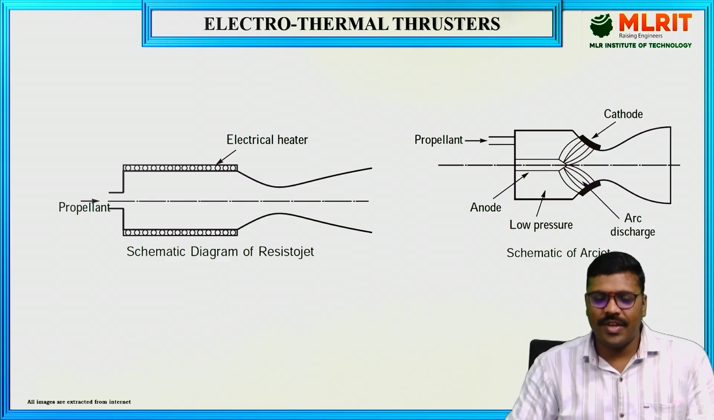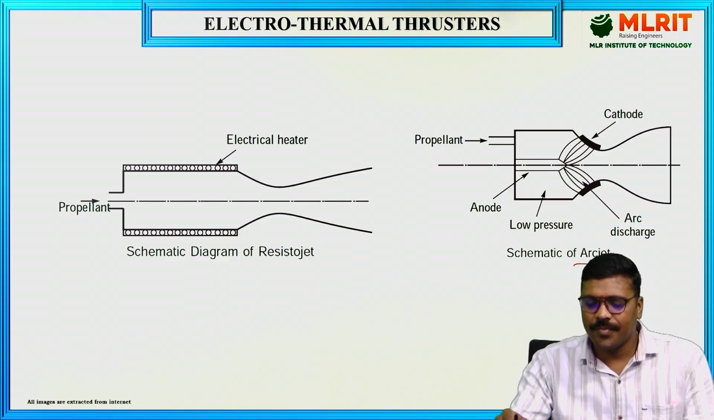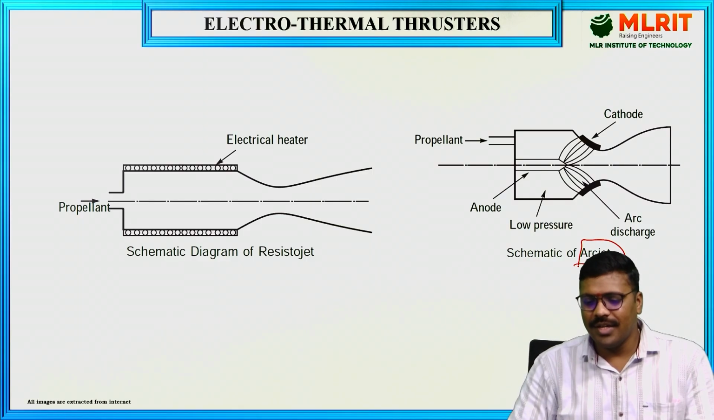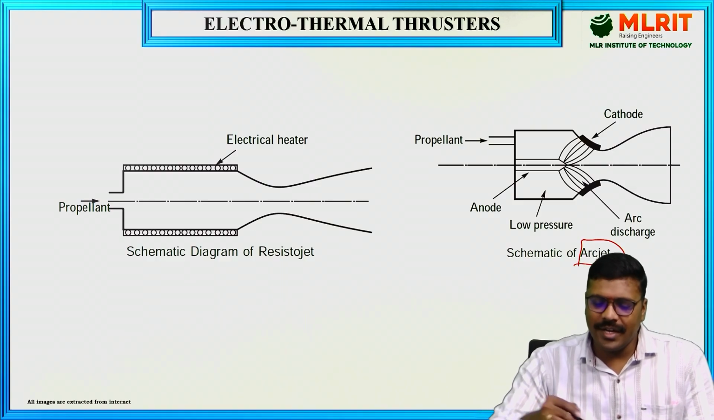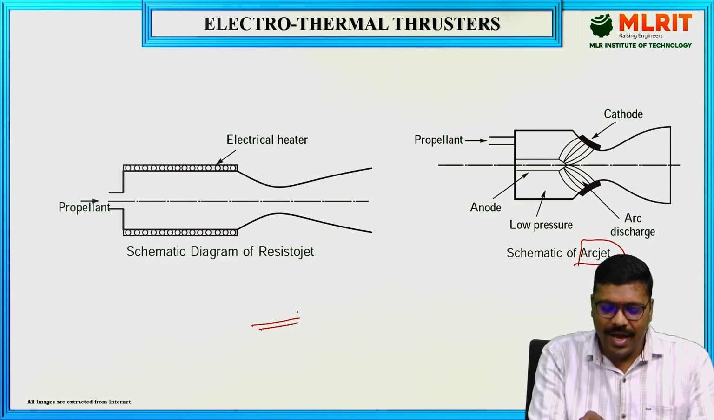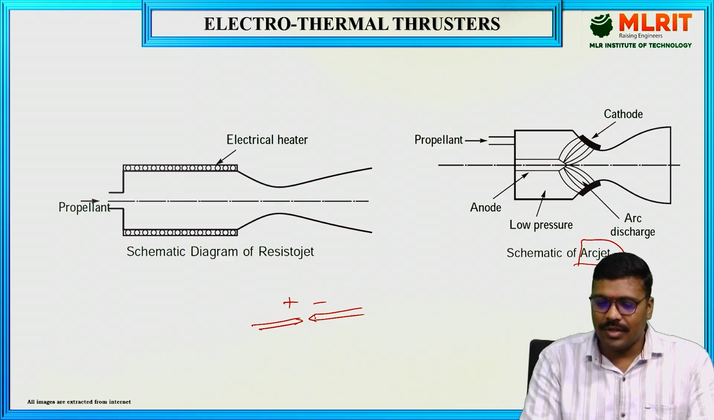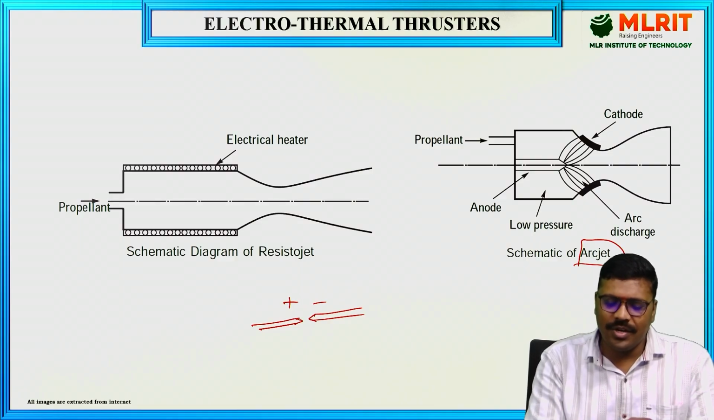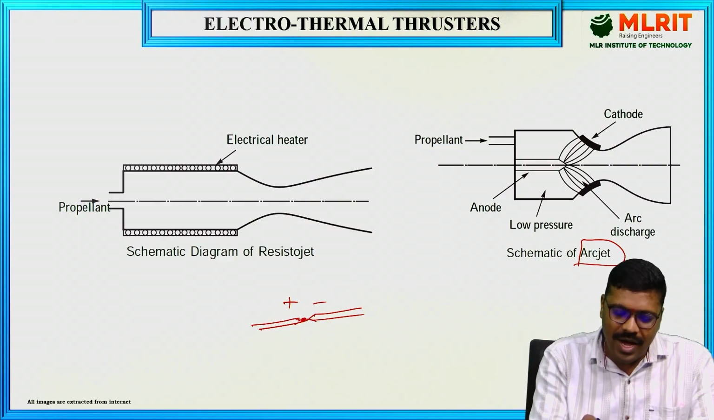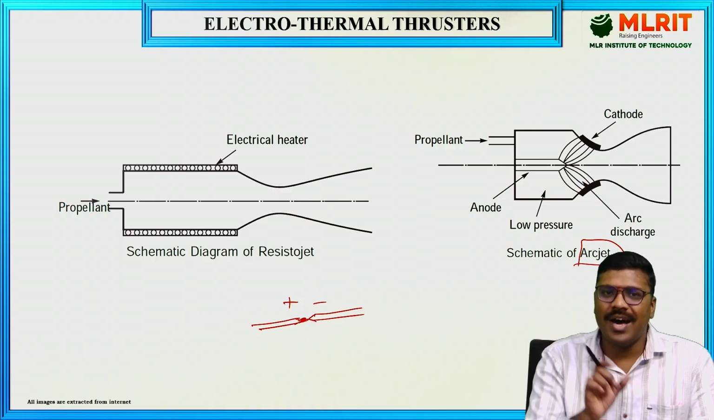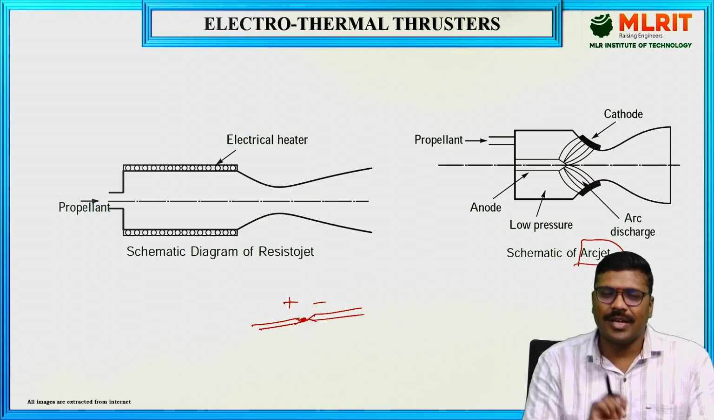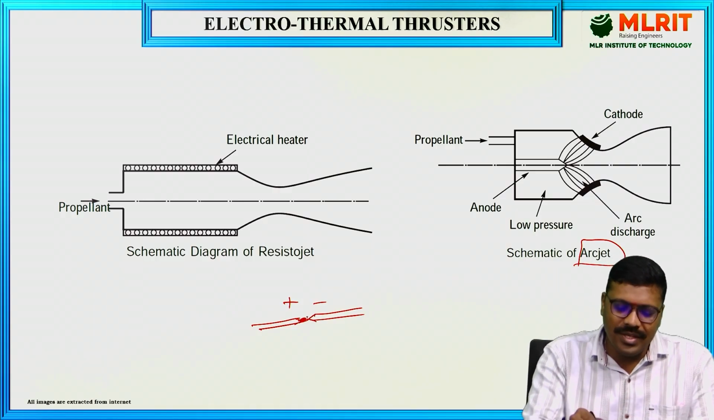The next type of electrothermal thruster is the arc jet. Here we develop an electrical arc. If you take a cathode, positive, and an anode, negative, and place them very near to each other, an electrical arc will be developed at a particular distance between them. So this arc generates high temperature.